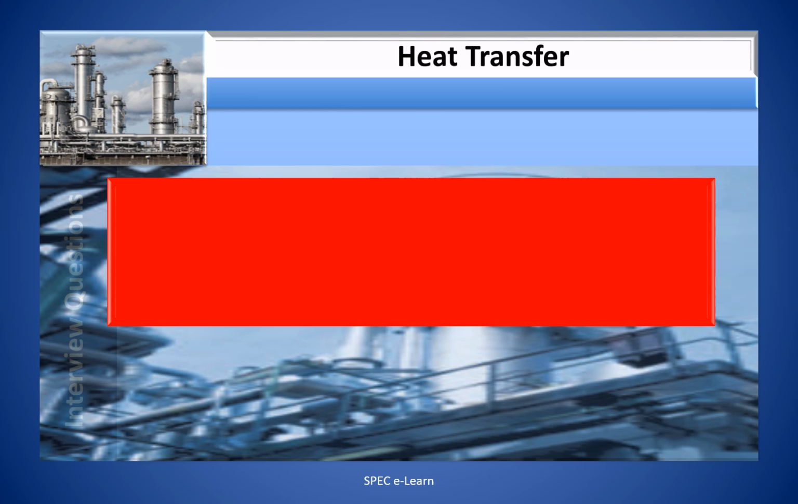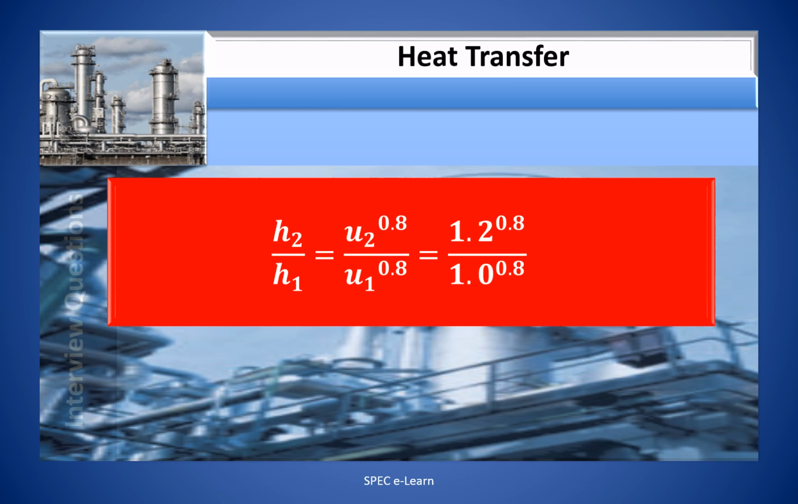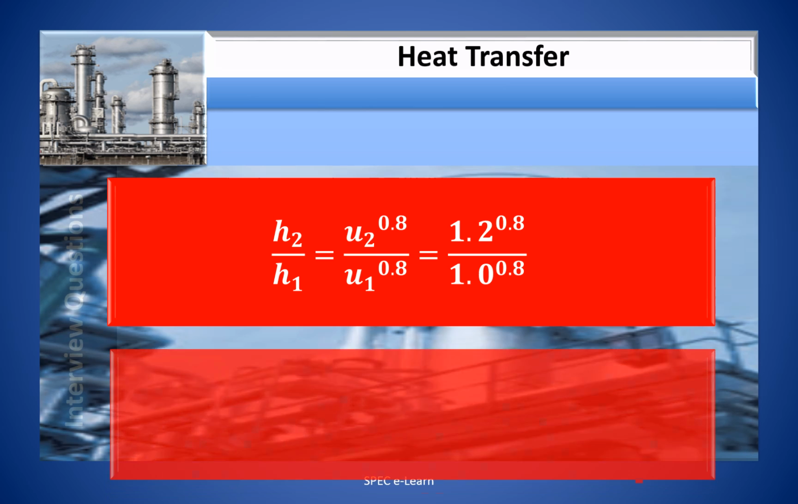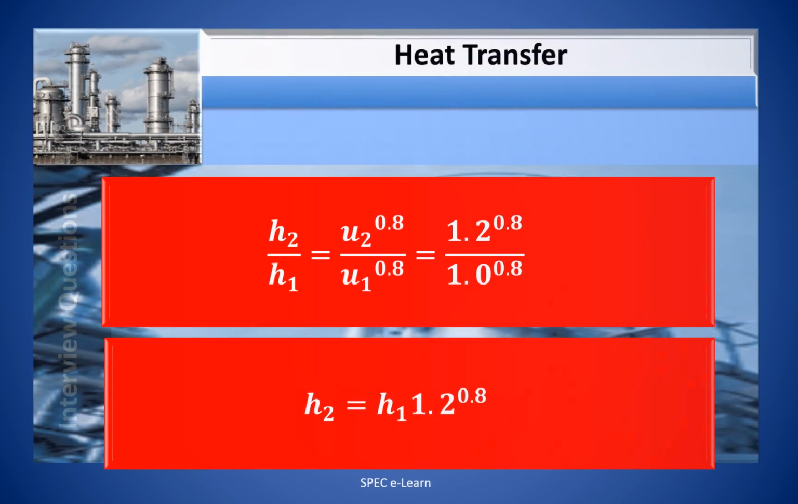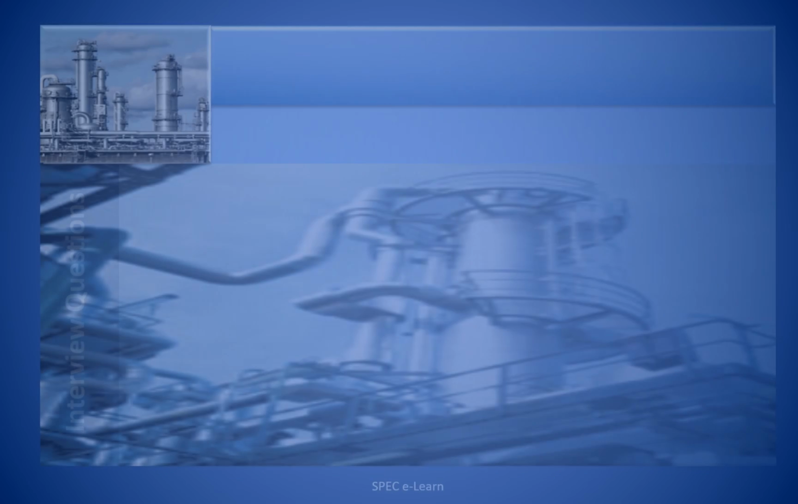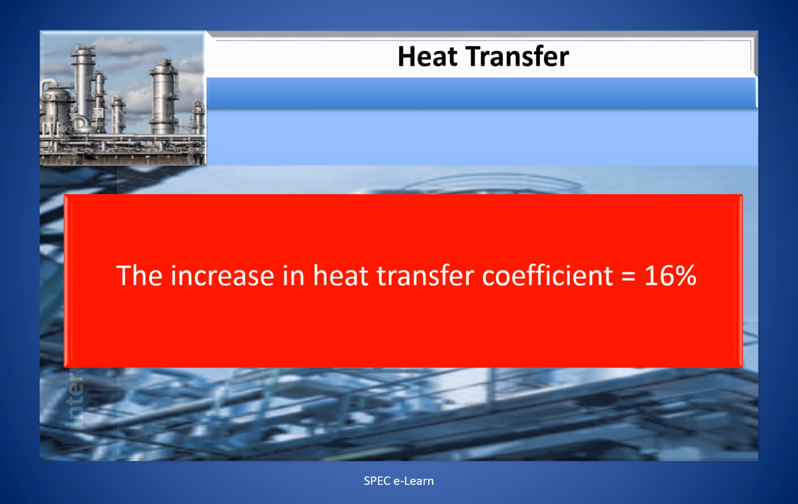So the ratio of H2 by H1 becomes 1.2 to the power 0.8. So H2 is H1 times 1.2 to the power 0.8. So the increase in heat transfer coefficient is 16%.